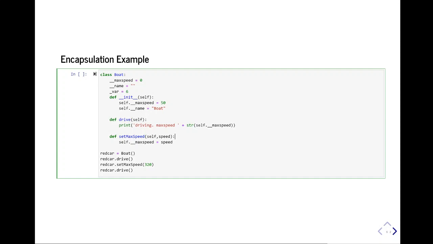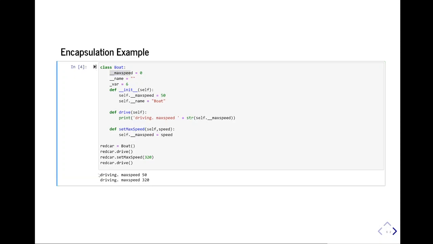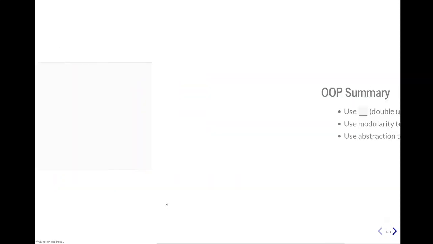So here we're going to create our initializer, and then we're going to set double underscore max speed and double underscore name to some initial values. And then we're going to have our drive function, and then our set max speed function, which is going to set the value back to our class variable here. Basically, what we're doing is setting these variables, and a user doing code completion knows not to touch anything with these double underscore names, whether it's a function or a variable, in this case a class variable. So we get our expected driving, because we had our initial value of 50, so the max speed is 50, and then we set it to 320, and now our max speed is 320.